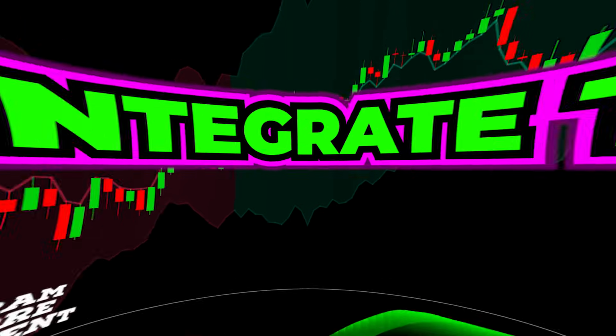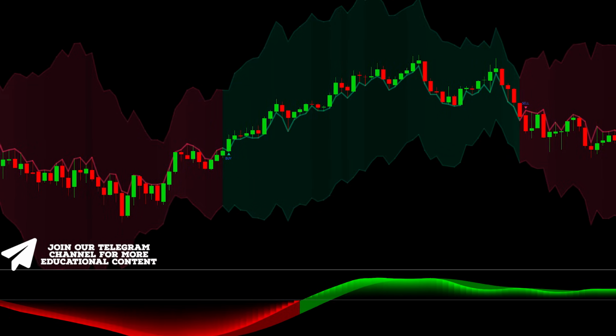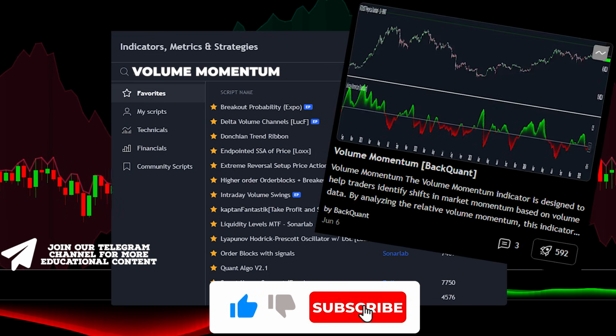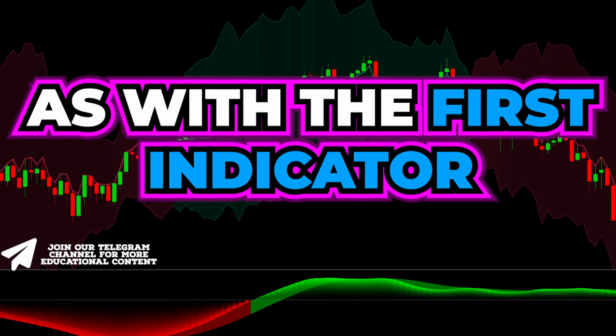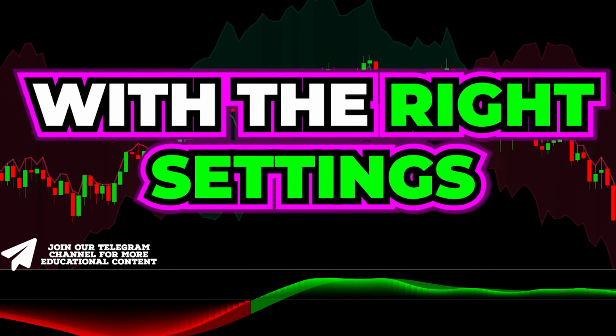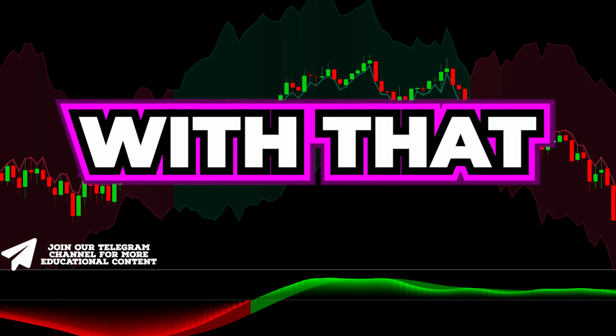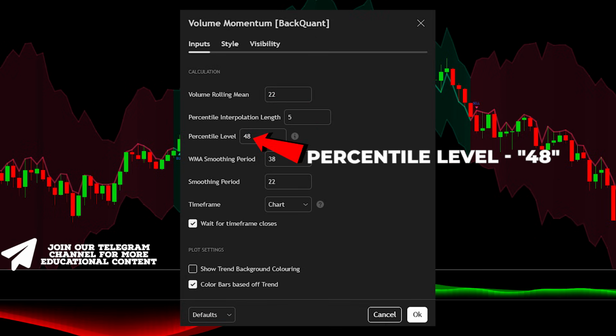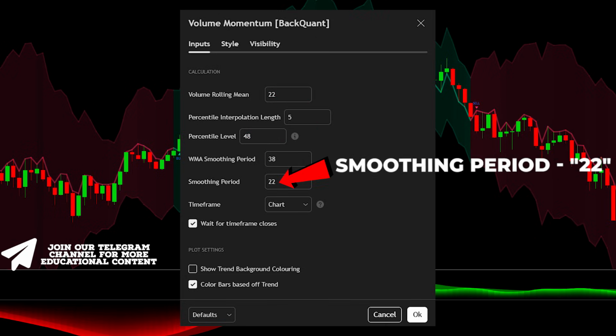settings. To integrate this essential filter, go to the Indicators tab, search for volume momentum, and choose the one shown here. As with the first indicator, it only works properly with the right settings. With that, open the Inputs menu and change the volume rolling mean to 22, the percentile level to 48, and the smoothing period to 22.